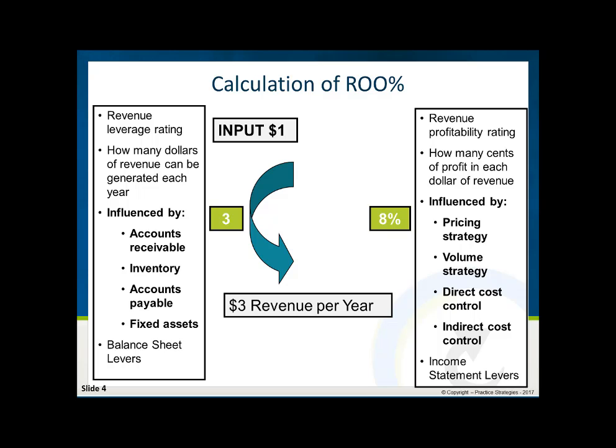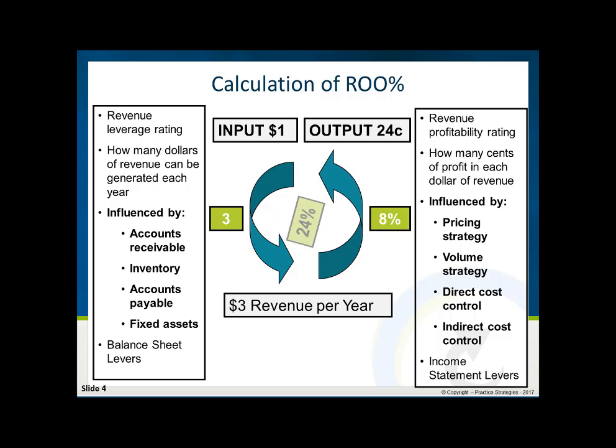So in $3 of revenue, we have generated 24 cents of profit or output, which of course, when compared to the dollar of input, gives us an interest rate of 24%. Your ROE in this example is 24%, your leverage is 3, your profitability is 8%.